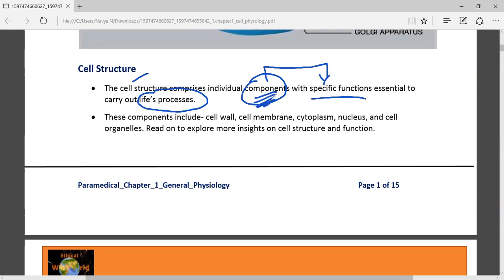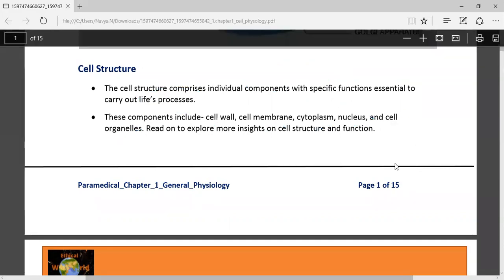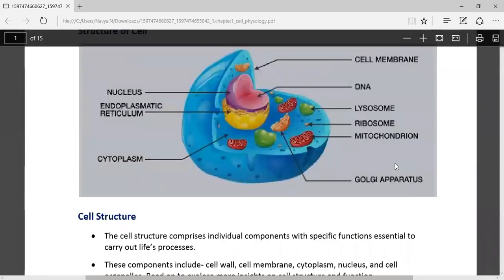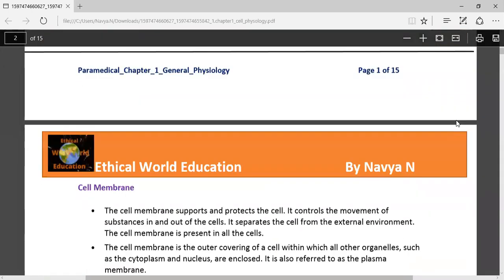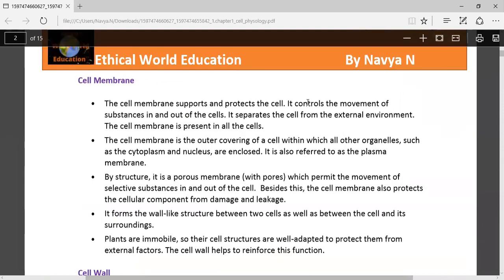These components include, as I've already said, the cell wall, cell membrane, cytoplasm, nucleus, and cell organelles. So these are the parts of this. Let us refer to the picture. Cell membrane, cytoplasm, nucleus. So these are the main components of the cell structure.